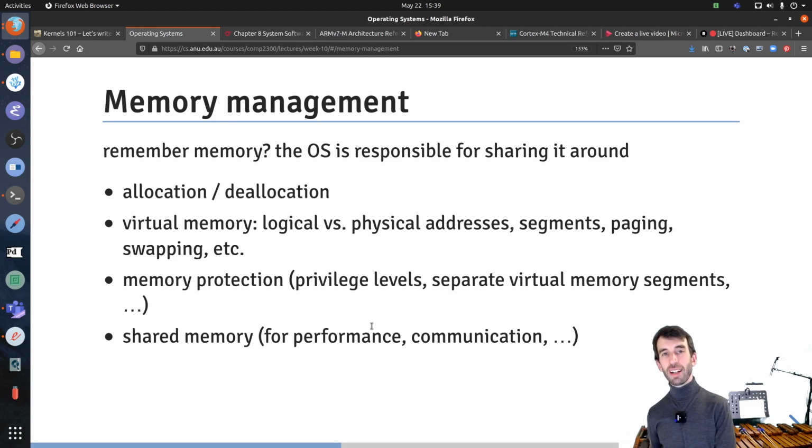So let's have a bit of a chat about memory management now. So remember memory, we were talking about this some 6 or 8 weeks ago, discussing how your disco board programs can access all the memory they want.